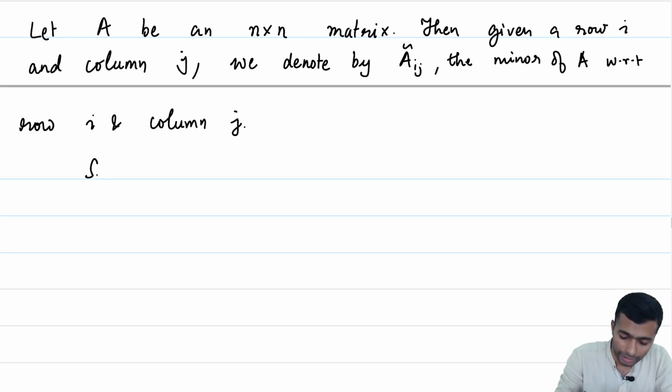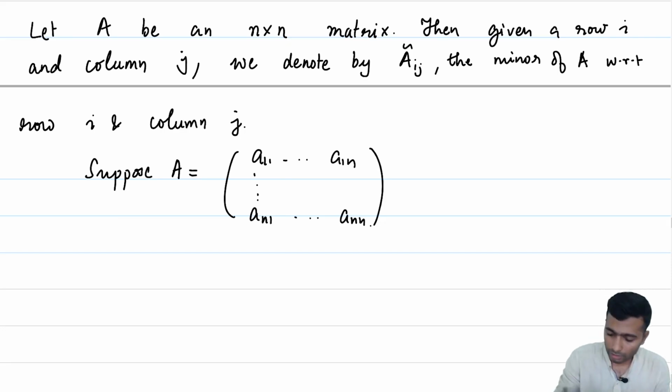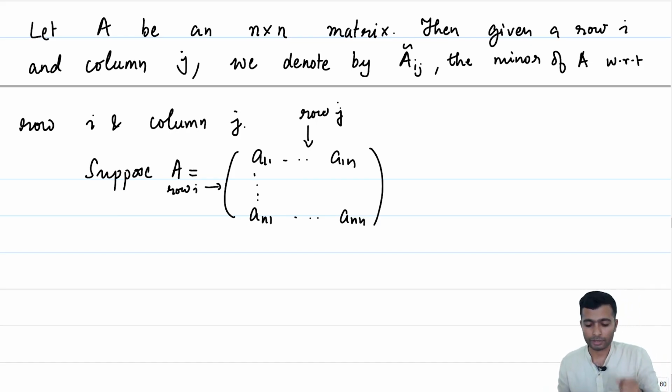So, suppose our A is an n cross n matrix which is of this type, A11 up to A1n, AN1 up to ANN. Suppose this is our matrix A, and suppose this is our row i and this is our column j. Then the minor of A with respect to row i and column j is the n minus 1 cross n minus 1 matrix, which is obtained by removing the ith row and the jth column.